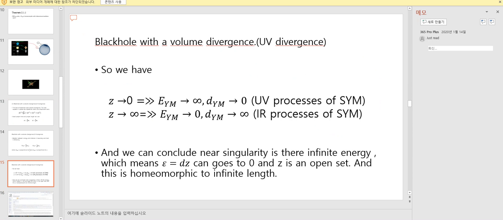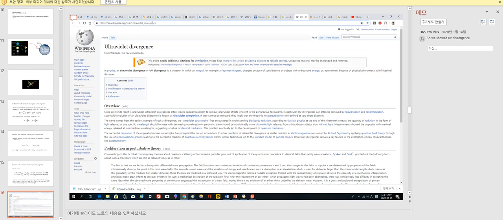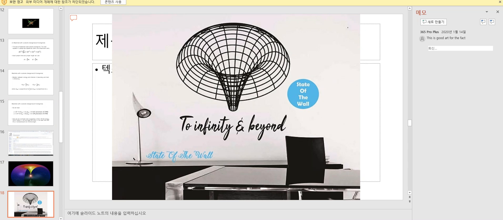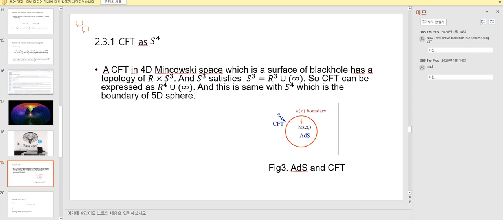So we have this, and you can calculate near singularities, there is infinite energy, which means epsilon dz can go to 0 and z is the opposite, and this is homeomorphic to infinite length. So we showed UV divergence, which means the black hole has infinite curvature. This is proof of that fact.